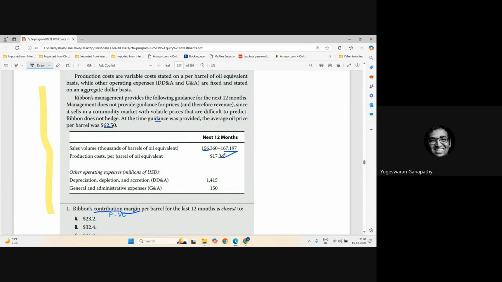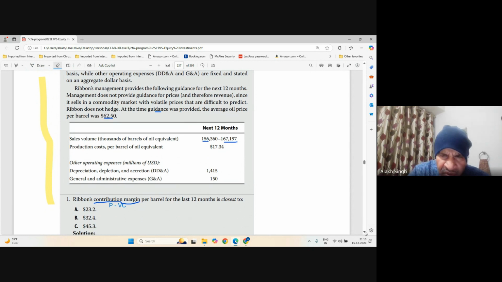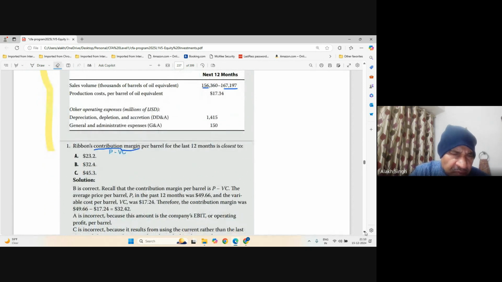So guidance is like the forecast. Guidance means forecast, and the cost will remain the same, 17.34. What will be the price? 62.50 was the price, but is there any price guidance also? Probably no, because cost is only 10 cents higher. Other operating expenses and SGA, these are the other expenses. So quantity should be 167, 197 for this part.